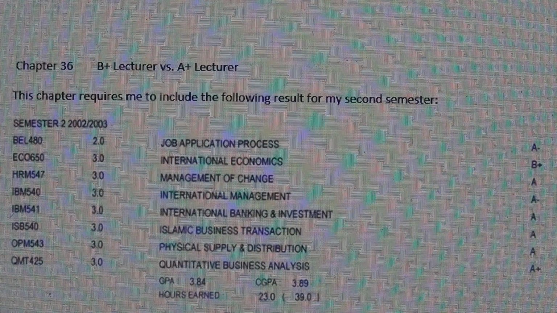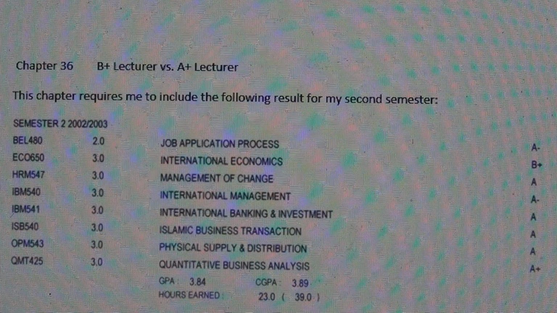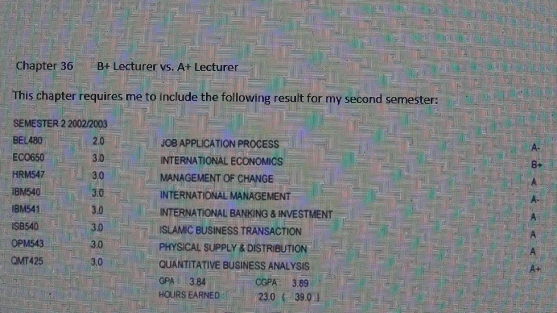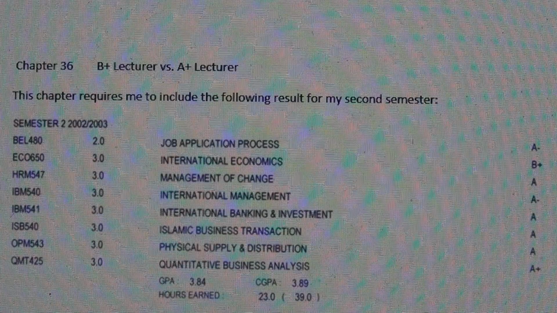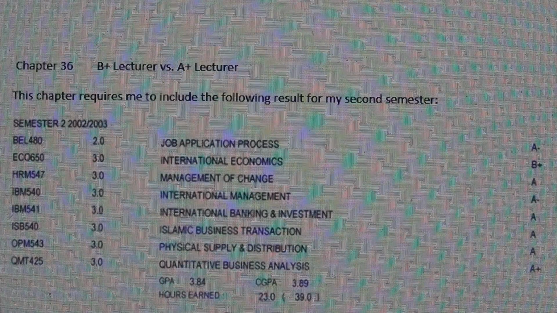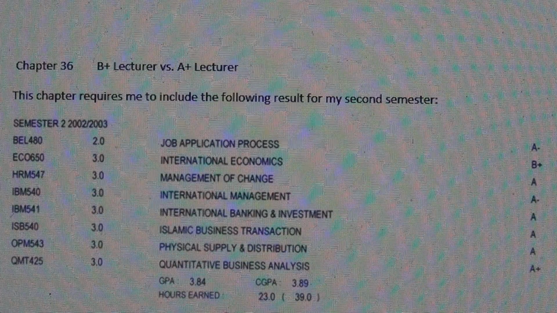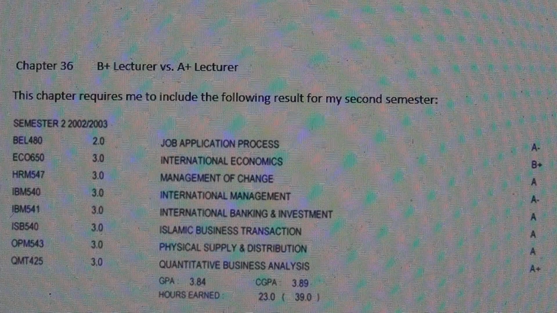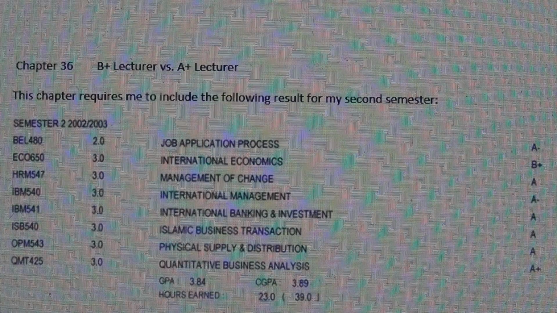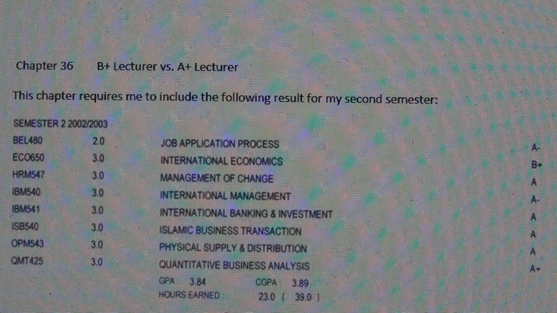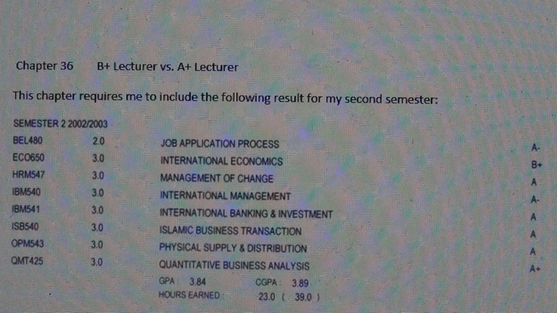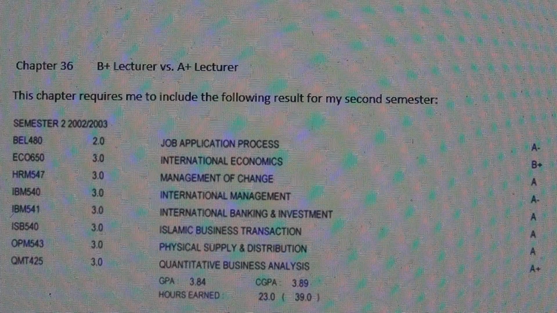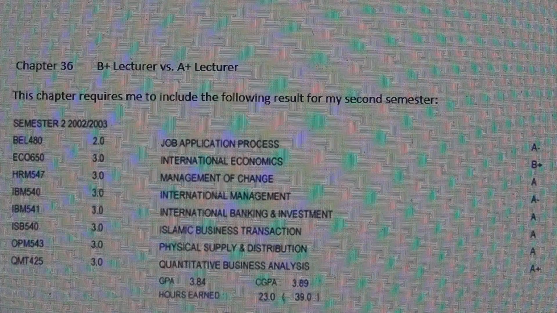For my second semester in degree, I took job application process, which is in English, A minus, international economics, B plus, management of change, A, international management, A minus, international banking and investment, A, Islamic business transaction, A, physical supply and distribution or logistic, A, quantitative business analysis, A plus.